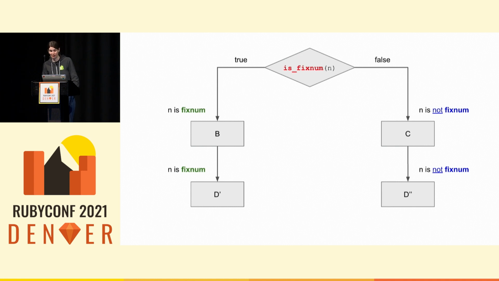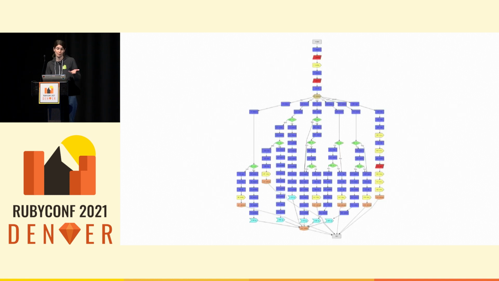Well, maybe not quite, because this is a toy example, right? But real world control flow graphs for real methods can look something more like this. And you can imagine if you were going to do tail duplication and double the size of your control flow graph for every conditional branch, you would end up with a code size explosion. So what can we do about this?